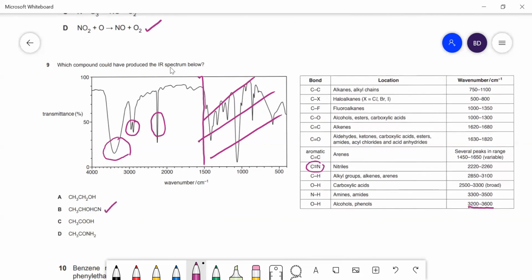It's that one. Okay. Really, you could do that just on the nitrile, because that's so distinctive. It's the only one with a nitrile in it.